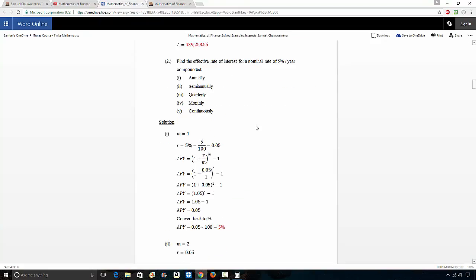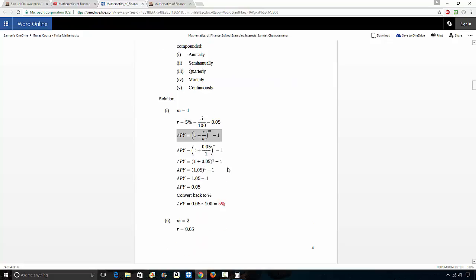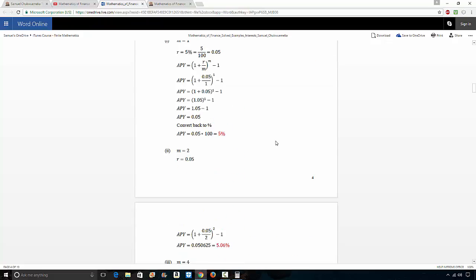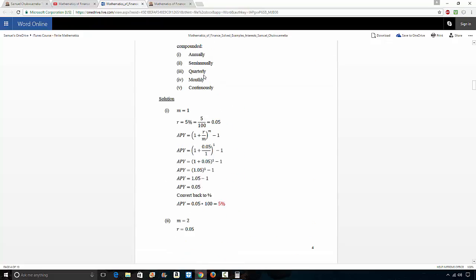The next, number 2, is finding the effective rate of interest. And we say that the effective rate of interest is your APY. And this is the formula here for compound interest. And this is the formula for continuous compound interest. So let's do one of the problems on compound interest.